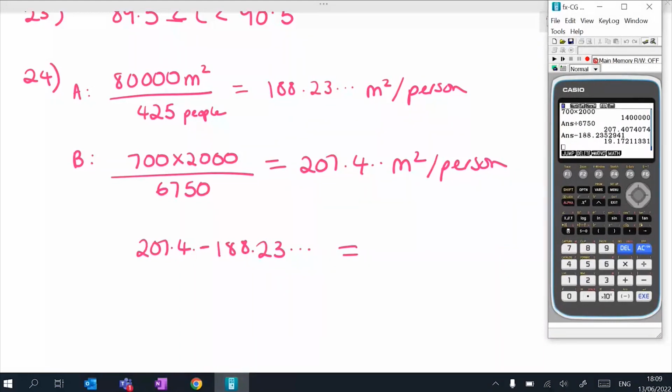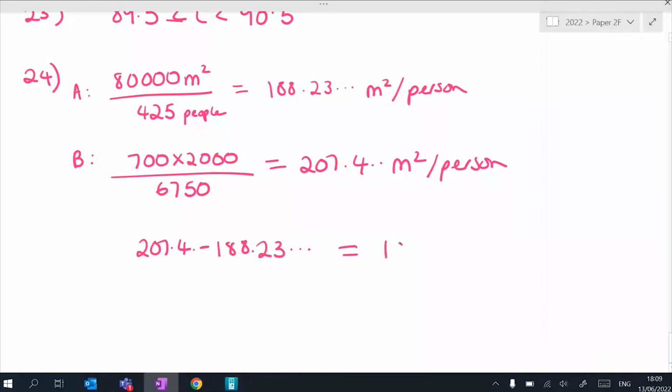So what's it to the nearest whole number? So 19 to the nearest whole number. And then Callum says a statement about dividing by 100 to turn meters squared into centimeters squared, or centimeters squared into meters squared.